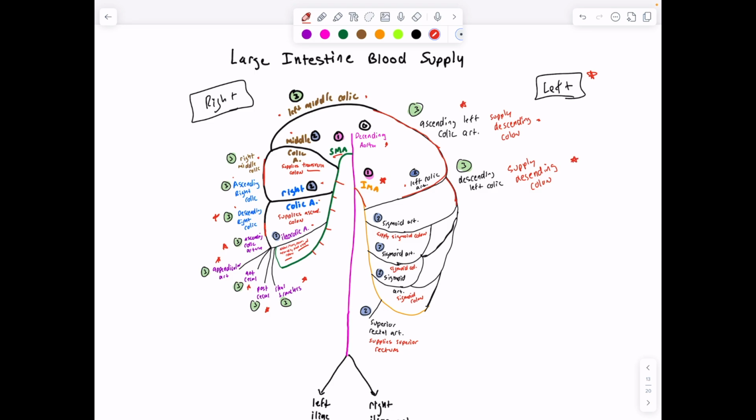Then you have the descending left colic, which is going to anastomose with our next part, but it's supplying the descending colon. The next category of branches, there are 3 to 4 of these. They're all called sigmoid arteries, so basically branches from the inferior mesenteric artery that are supplying the sigmoid colon. All right, so descending colon, and then sigmoid arteries are doing sigmoid colon, and then those are going to anastomose with the descending left colic artery overall. The final branch of the inferior mesenteric artery is the superior rectal artery, and that supplies the superior rectum.